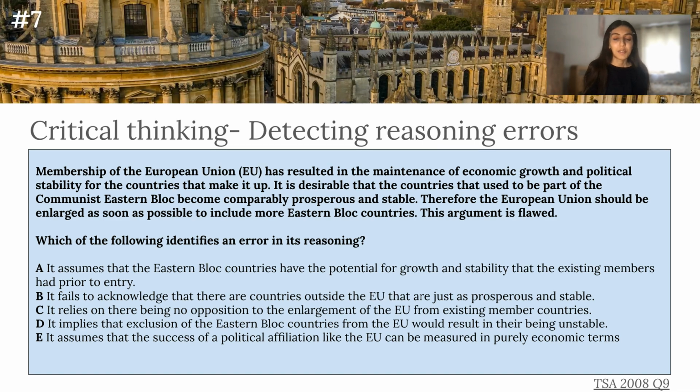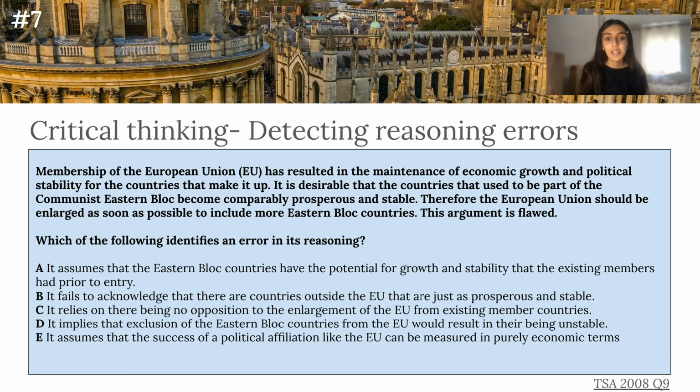And going on to our actual example, this is from the TSA paper and is question 9. And let's read it together. So, membership of the European Union has resulted in the maintenance of economic growth and political stability for the countries that make it up. It is desirable that the countries that used to be part of the communist Eastern Bloc become comparably prosperous and stable. Therefore, the European Union should be enlarged as soon as possible to include more Eastern Bloc countries. This argument is flawed. Which of the following identifies an error in its reasoning?